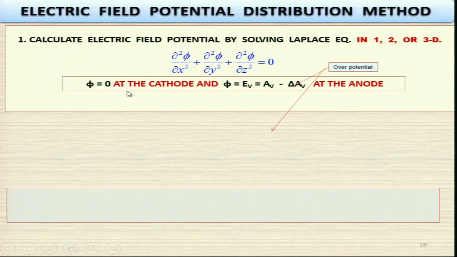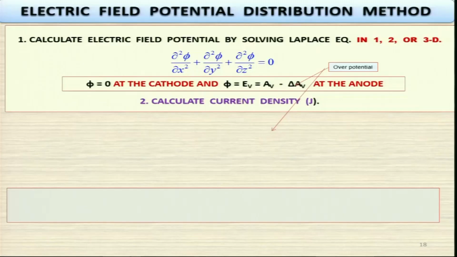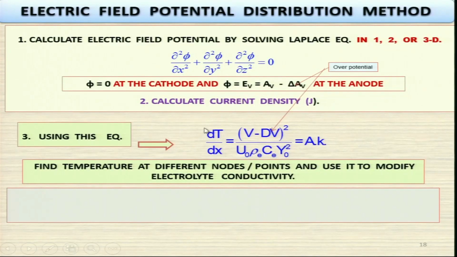Now, here phi is equal to 0 at the cathode and phi is equal to EV, that is the effective voltage, and it is nothing but applied voltage minus over potential, and that is at the anode. So, you must consider this over potential, otherwise your results are not going to be accurate. Calculate current density at different nodes or points using this equation. Del T over del x is equal to (V minus dV, that is over potential) square, U0 rho E C E by 0 square is equal to A K.